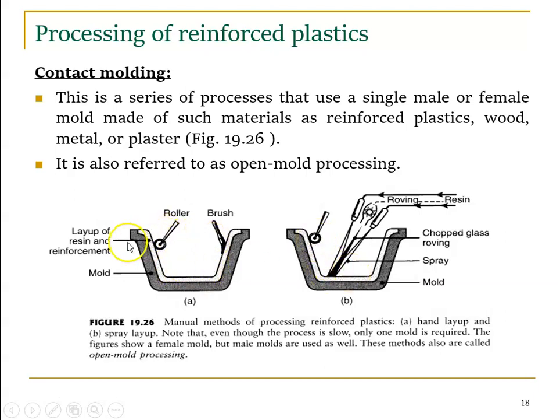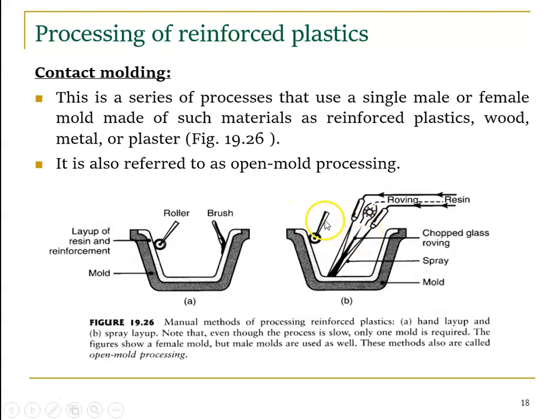Hand lay is nothing but we have a mold, the fiber is placed on top of the mold, and we use rollers and apply the force by hand. A human applies the force with the rollers. Based on the roller force, the fibers or the material stick onto the mold. This is what hand lay is. So we are using the human hand to apply the roller pressure. The second one is the spray method.